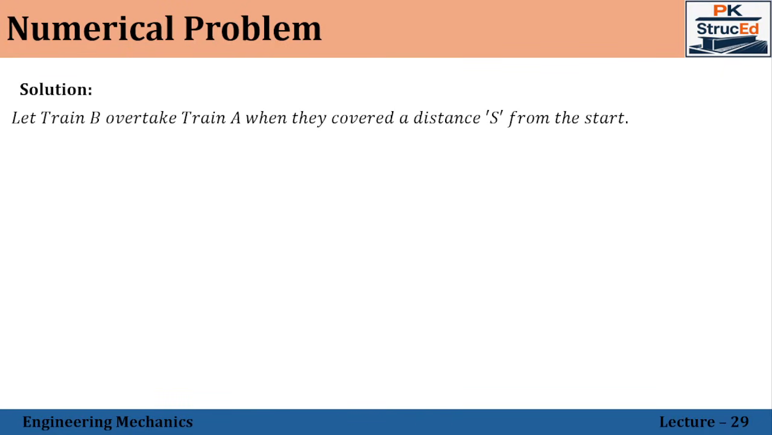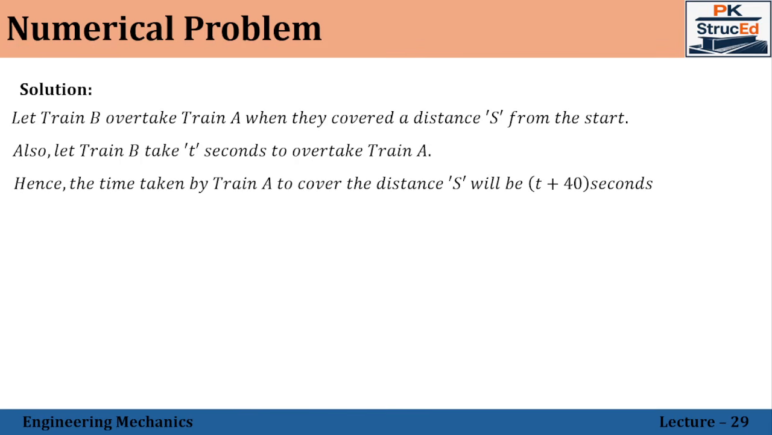Let train B overtake train A when they have covered a distance s from the start. It is the total distance, not only the first segment or the second segment, at which train B will overtake train A. Also, train B takes t seconds to overtake train A. Again, this is for the whole distance, not for a segmental duration. Now, the time taken by train A to cover the distance s will be t plus 40 seconds because train A started 40 seconds earlier.